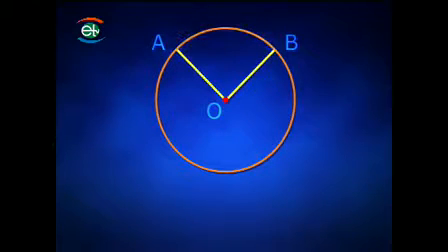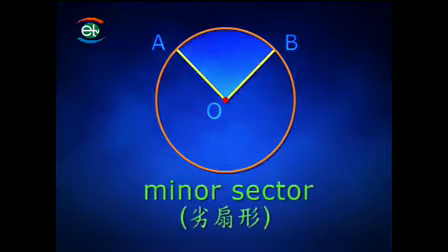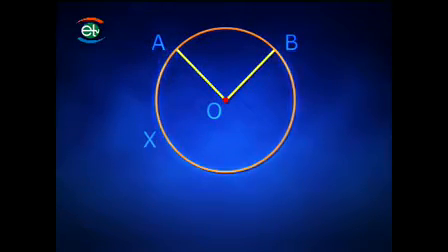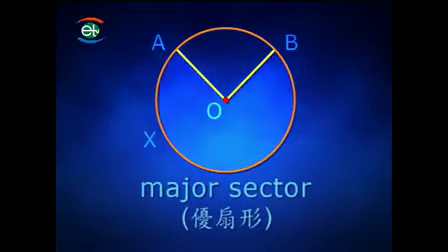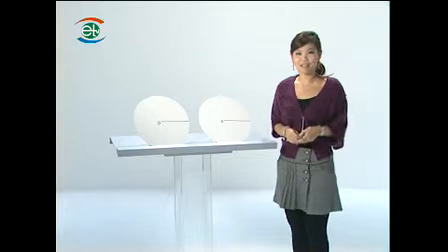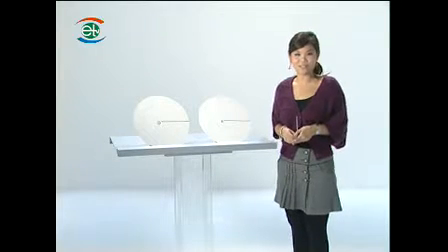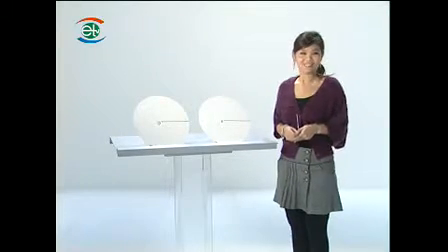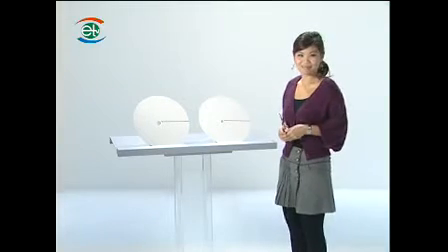The sector bounded by minor arc AB and radii OA and OB is known as a minor sector. The sector bounded by major arc AXB and radii OA and OB is known as a major sector. We have talked about the relevant concepts and terms of a circle. Now, let us continue to talk about some special circles.